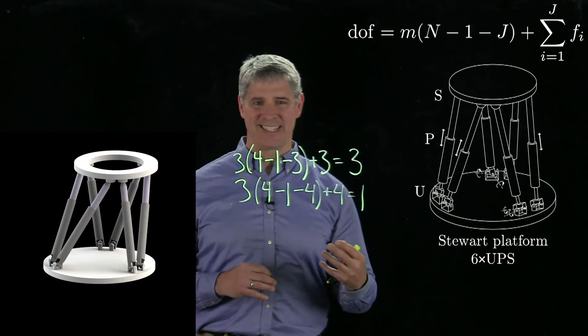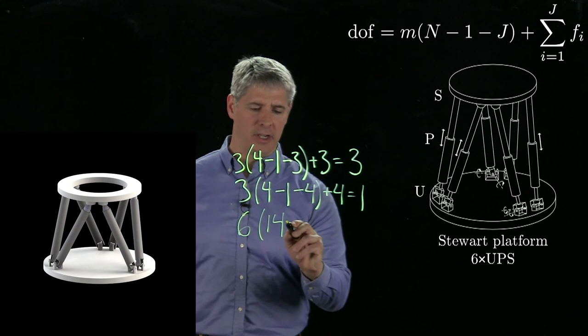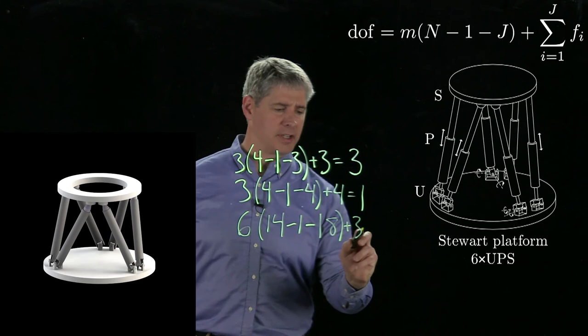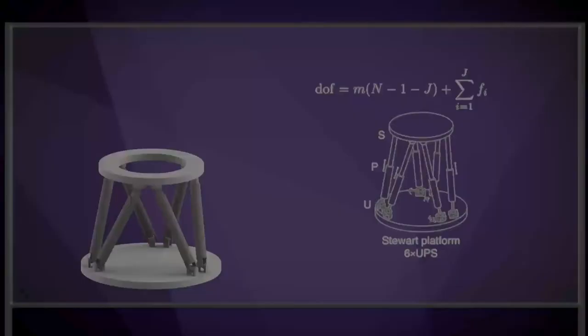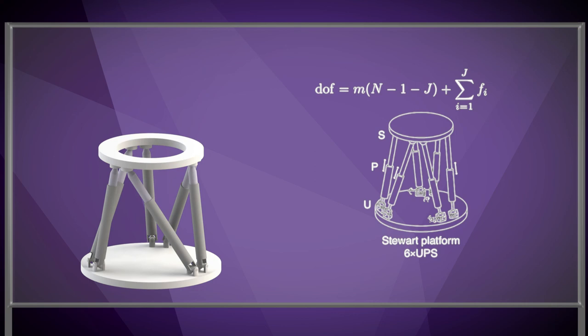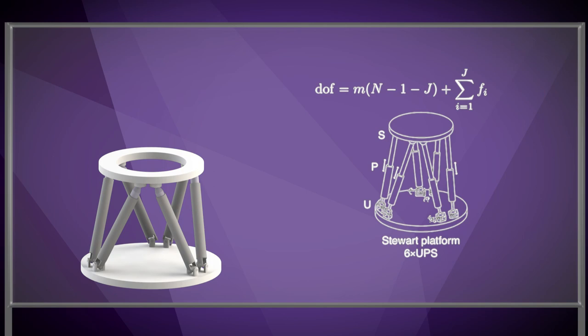So Grubler's formula tells us that we have 6 times (14 minus 1 minus 18) plus 36 equals 6 degrees of freedom. The top platform can be moved with all 6 degrees of freedom of a rigid body. There are limits to the range of motion, of course, but these limits do not reduce the number of degrees of freedom. In the next video, we will explore another important property of a configuration space, its topology.